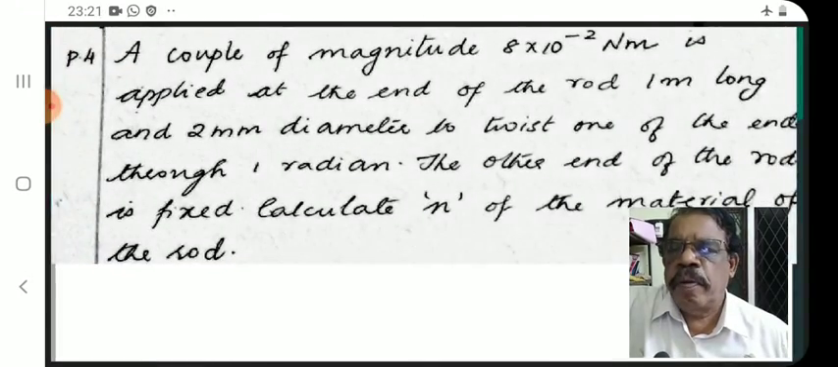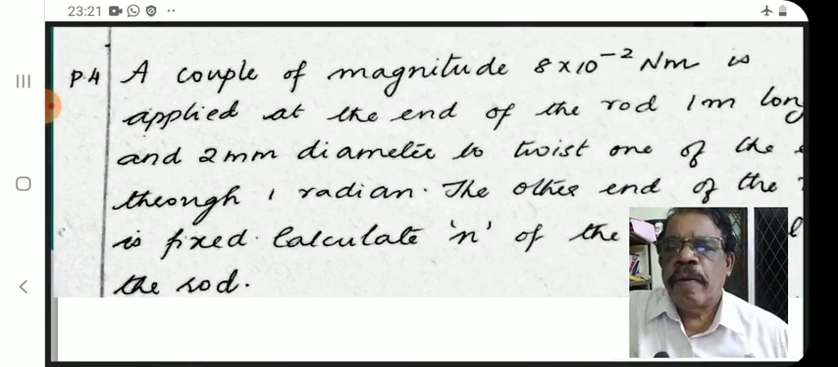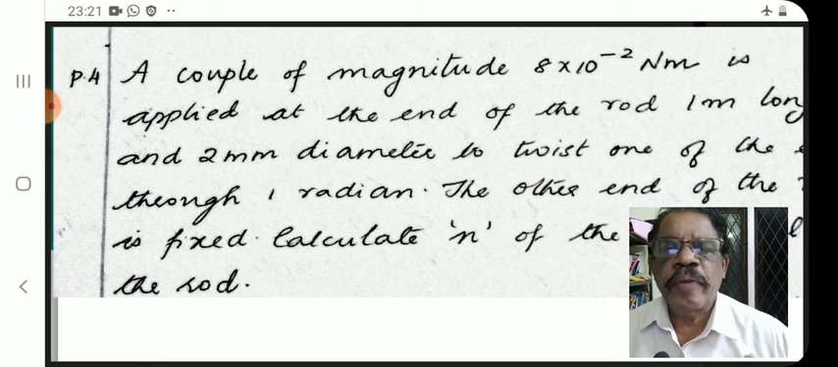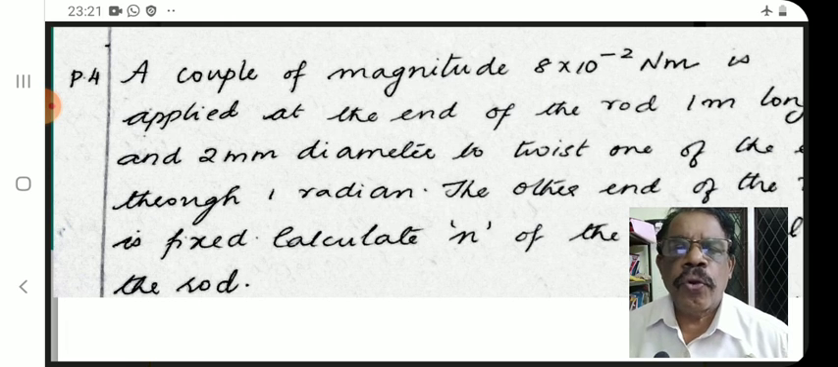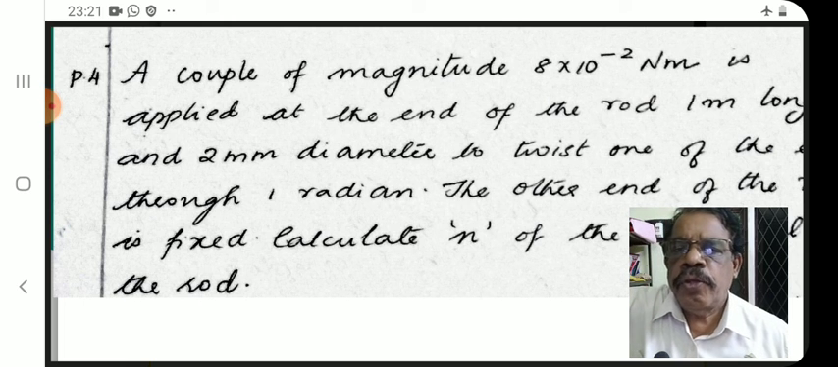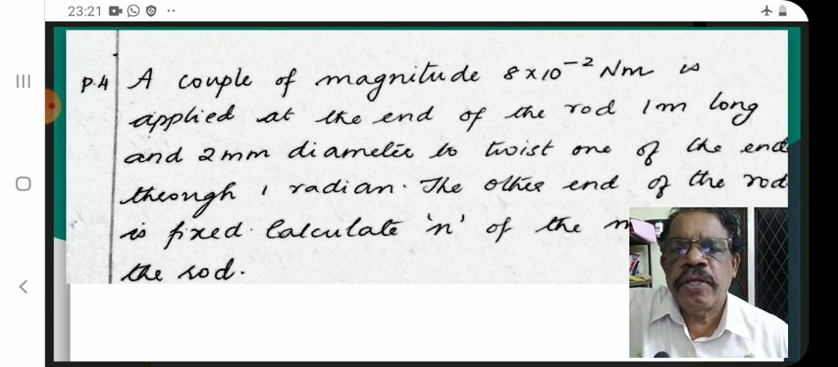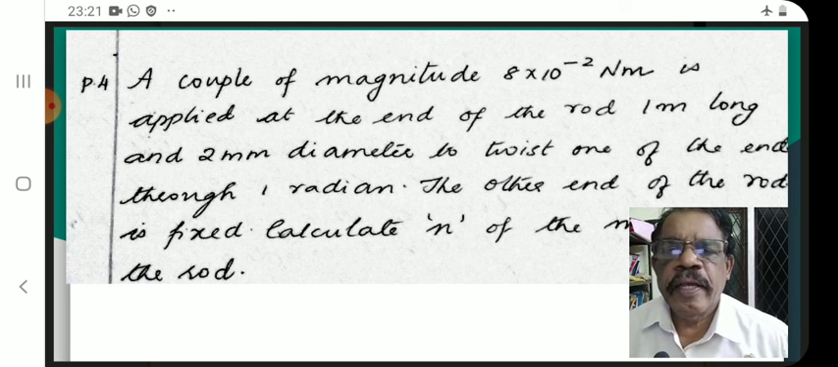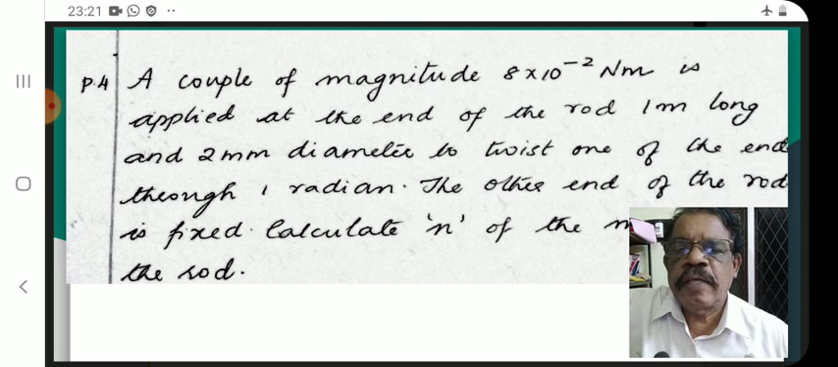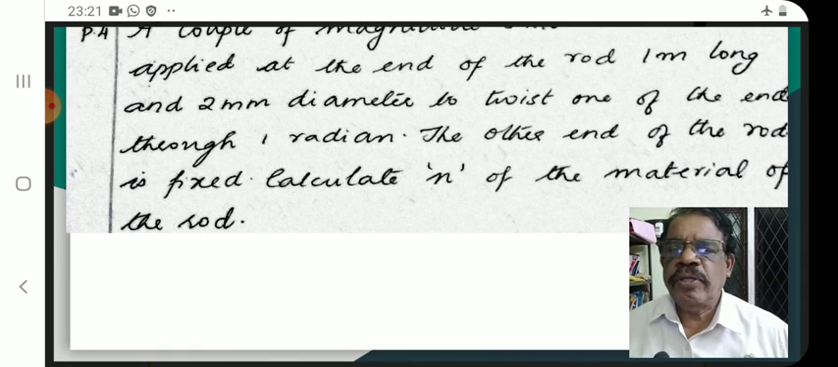Next problem. A couple of magnitude 8 into 10 raised to minus 2 newton meter is applied to the end of a rod 1 meter long and 2 millimeter diameter to twist one of its ends through 1 radian. The other end of the rod is fixed. Calculate the rigidity modulus n of the material of the rod.